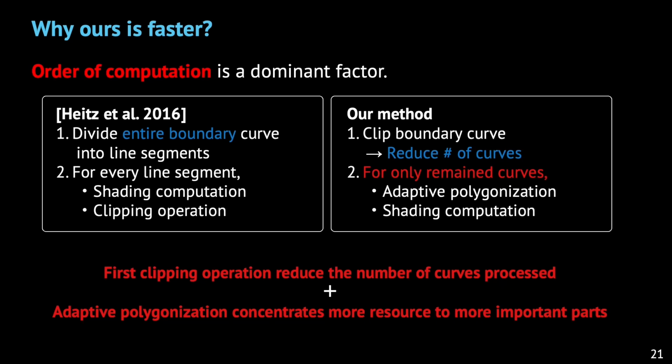In contrast, our method clips the boundary curve at the beginning. The early clipping operation can eliminate the following computations at the part of the reflection surface that is not illuminated by the light. Therefore, it can significantly reduce the total amount of computation. Moreover, the adaptive polygonization can concentrate the computation resource on the part of the area light that affects more the final rendering. Because of these two reasons, our method is significantly faster than the previous method directly applied to a simple polygonal approximation.